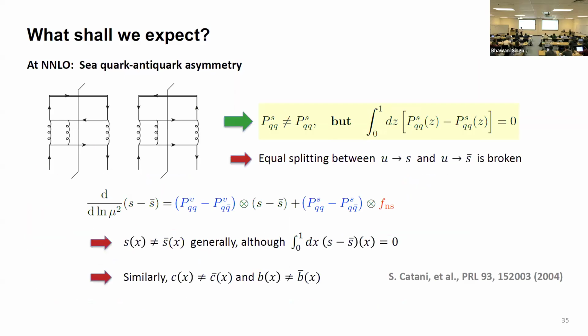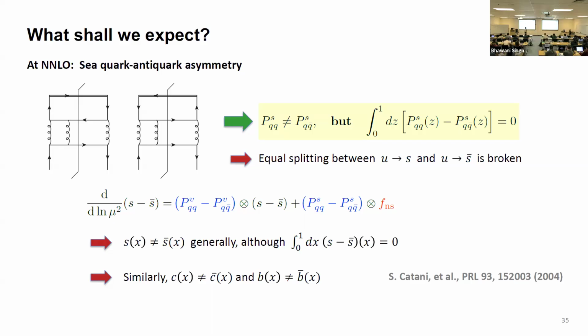And at the even further subleading order, we have these two diagrams which break the degeneracy of the C splitting from Q to Q and Q to Q bar. But again, we have a sum rule, and this is the conserved valence quark number. Previously we have seen that the splitting probabilities between U to S and U to S bar are the same, but now this is broken. They are not the same.